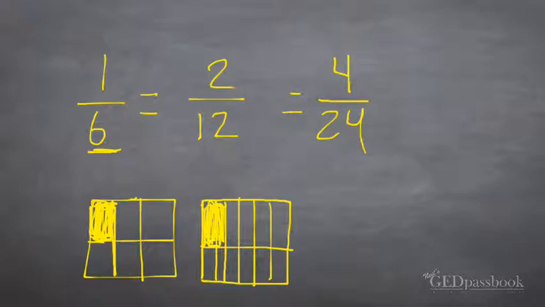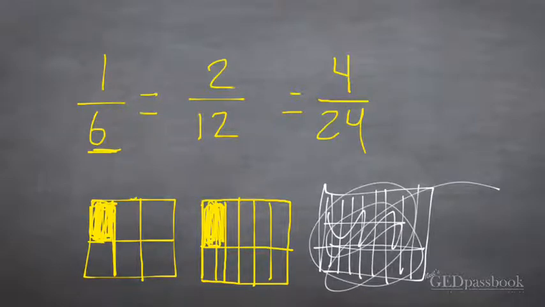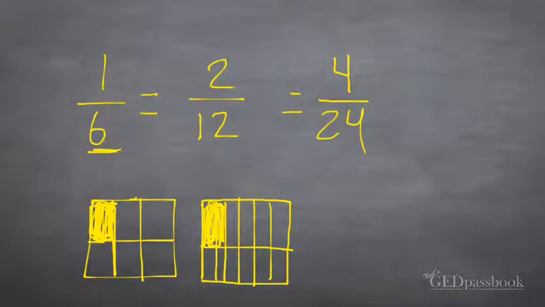Are you guys seeing the pattern there? Yes. Pretend this is 24. It's equal to one another. Pretend that box I drew it perfect. So, that, my friends, is what equivalent fractions are.